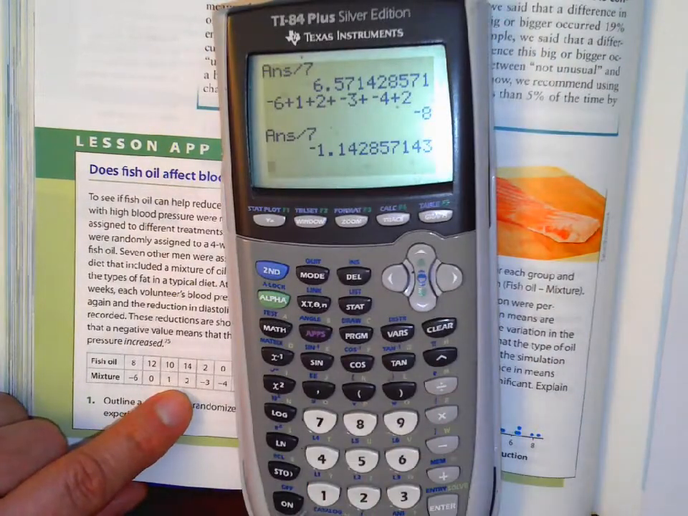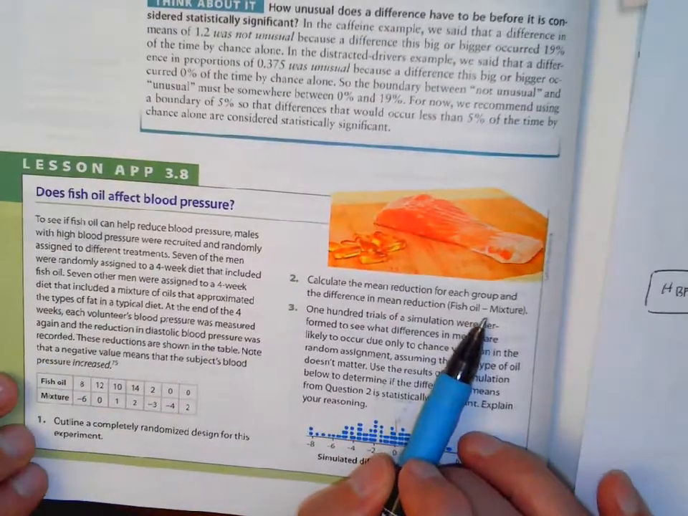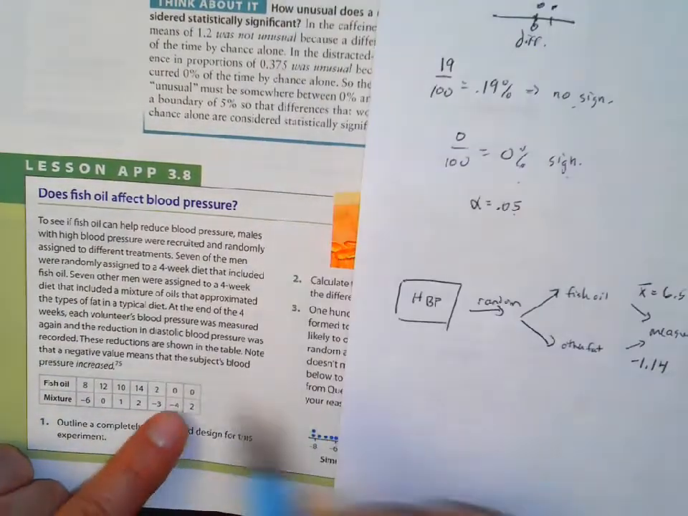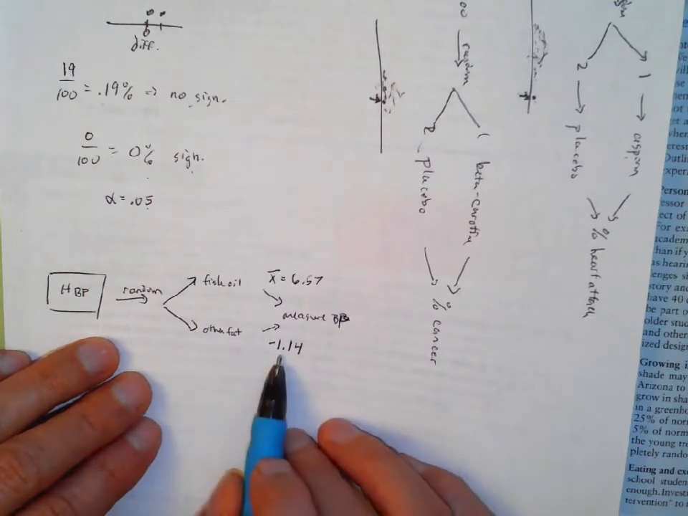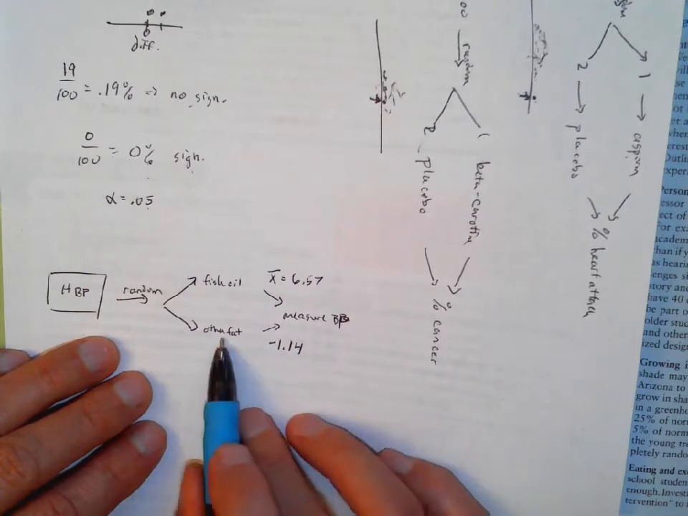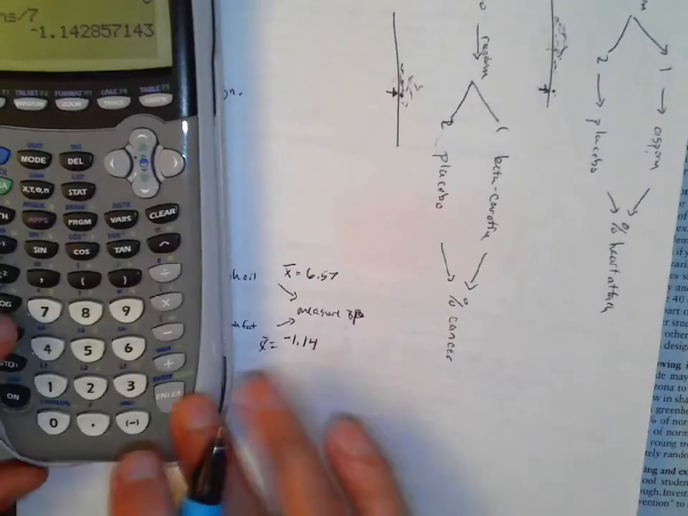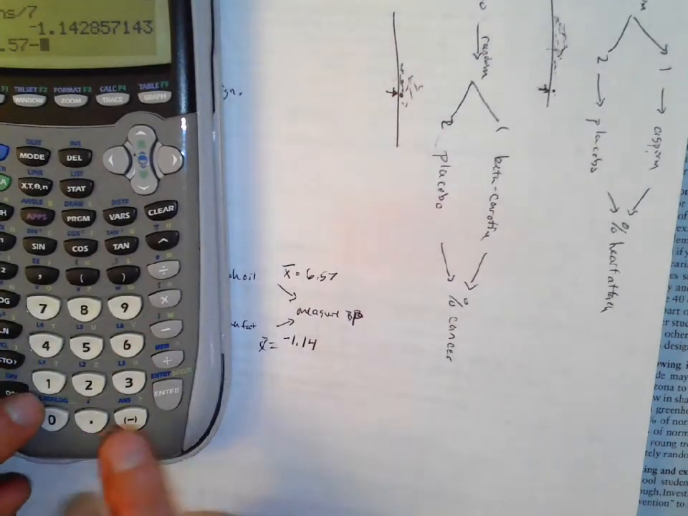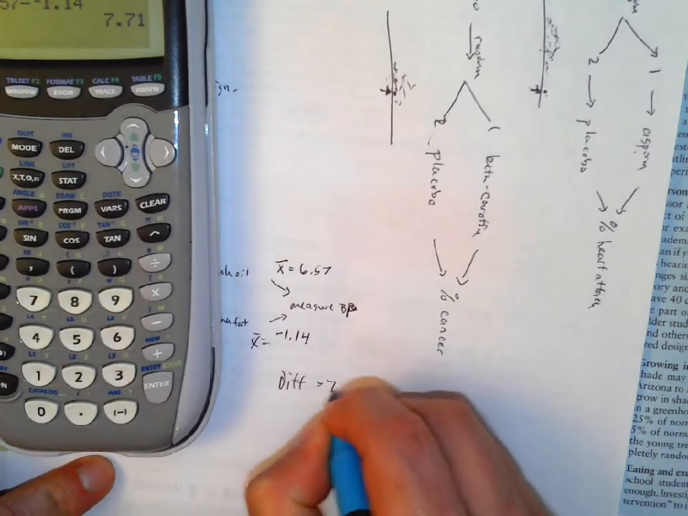So negative 1.14. If you think about these numbers, we're taking the fish oil minus the mixture, right? So this group, their blood pressure was better. This group, their blood pressure was not good. It actually got worse by eating other fats. So the difference between the two groups, we use 6.57 minus negative 1.14. The difference between the groups was 7.71.